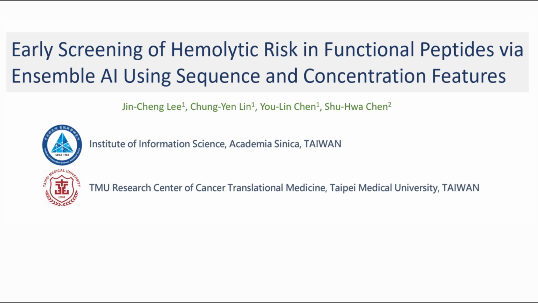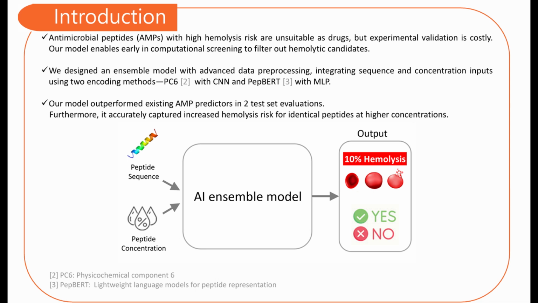Our research: early screening of hemolytic risk in functional peptides via Ensemble AI using sequence and concentration features. Therapeutic peptides or antimicrobial peptides with high hemolysis risk are unsuitable as drugs, but experimental validation is costly. Our model enables early in silico screening to filter out hemolytic candidates.